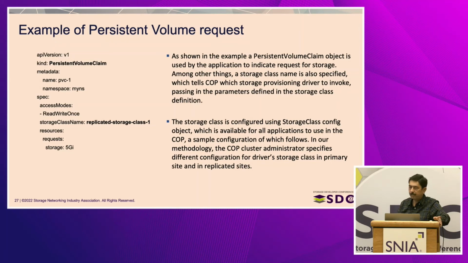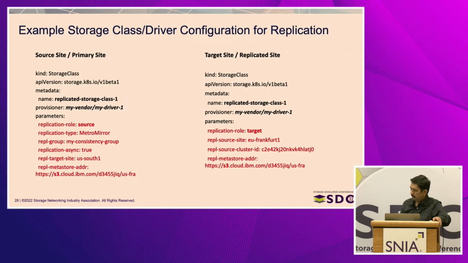And how does it reach the driver? It's through that storage class. So let's see how the storage class looks like. On the left side, again, the storage class is basically telling who is the provisioner, which is your driver. And then there is a set of parameters for that driver, okay? So it is the same driver we are going to use on the source side as well as on the target side. But on the source side, we have a different set of parameters than on the target side.